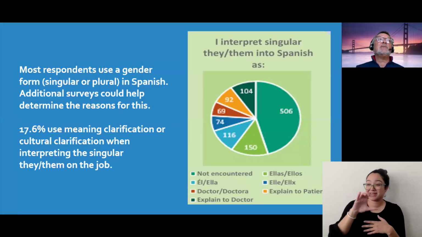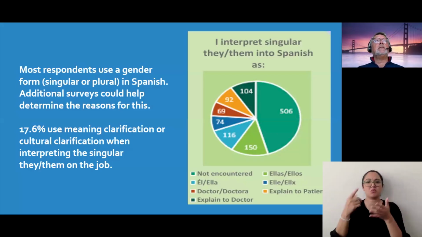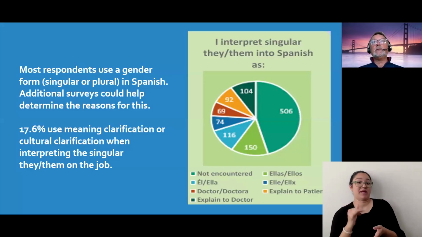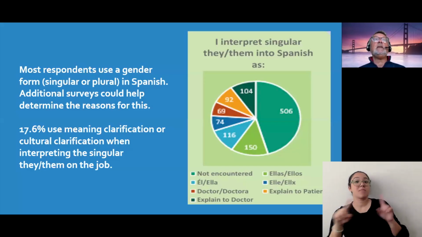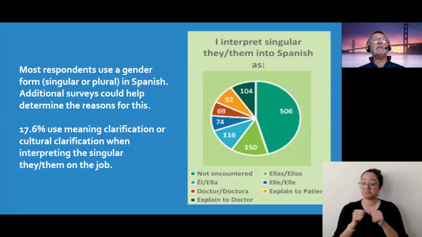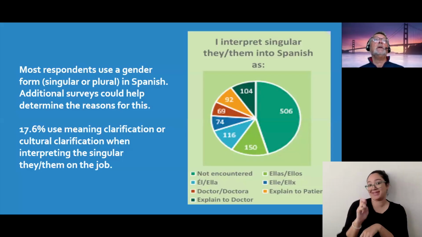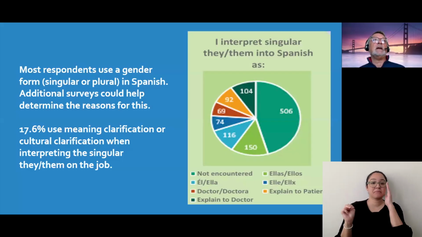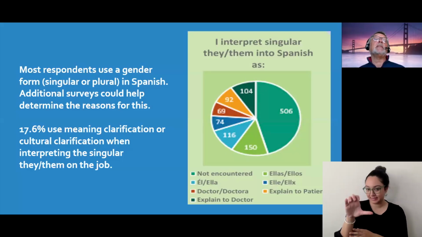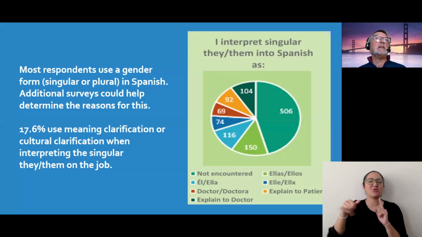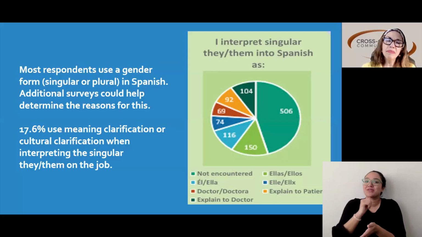I presented this to a doctor once, and the doctor, perceived to be female, preferred I use he, him for the pronouns. So I proceeded to interpret using the masculine pronouns. But that was that one particular doctor. That doesn't mean every doctor is going to be okay with that.